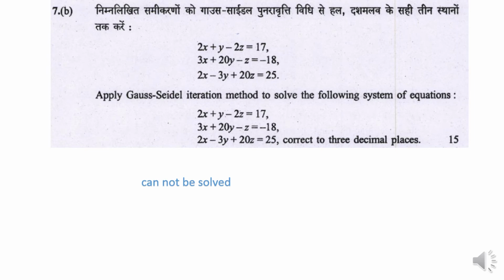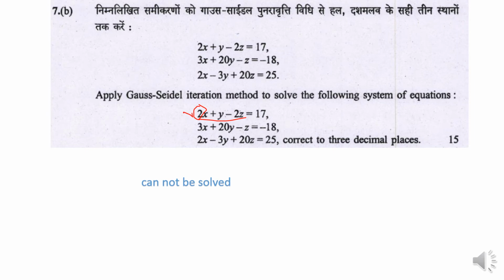We have to apply the Gauss-Seidel iteration method to solve the following system of equations correct to 3 decimal places. This question is of 15 marks. We know that in the Gauss-Seidel iteration method, the system should be diagonally dominant. Here if we see the first equation, 2, which is the diagonal element, is not greater than or equal to 1 plus 2, we take the mod terms, so 3.